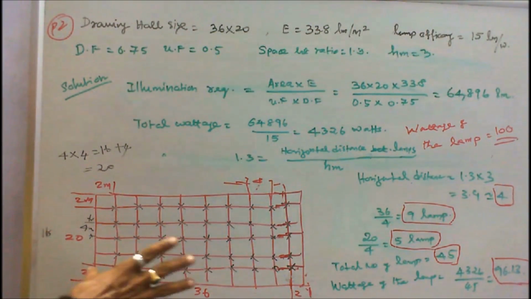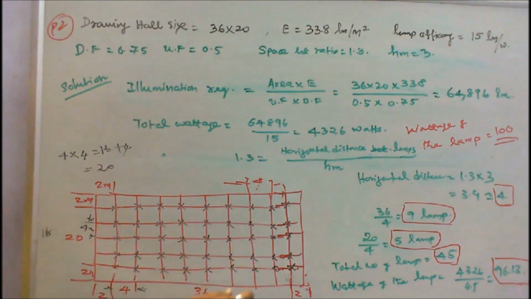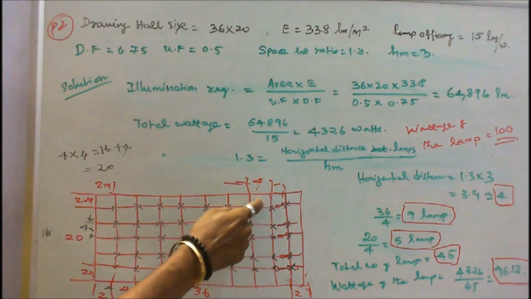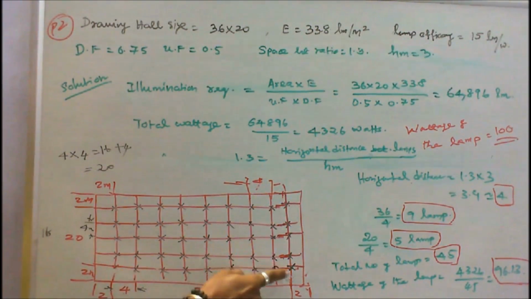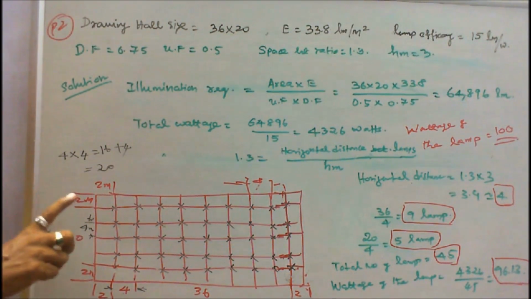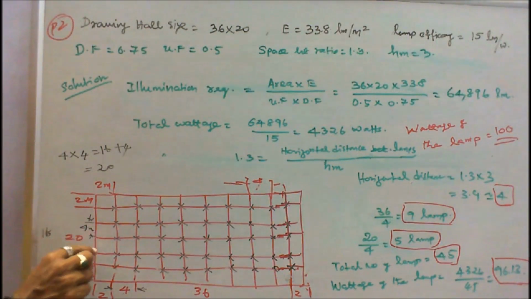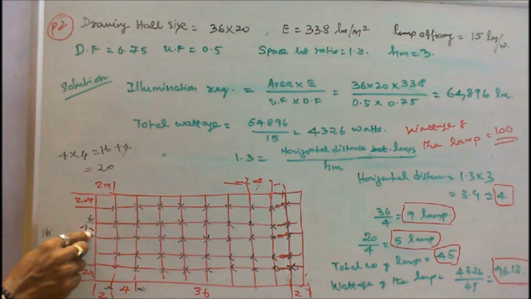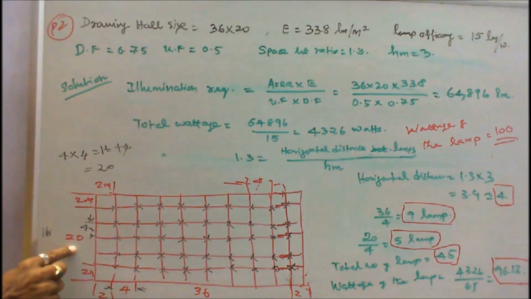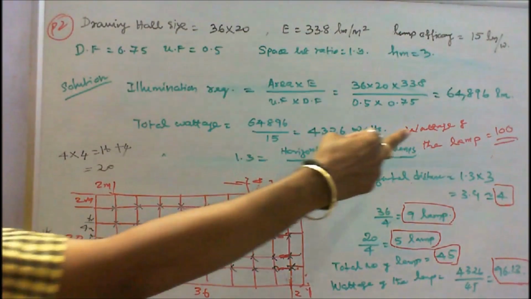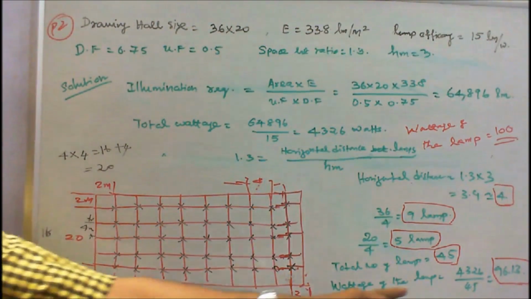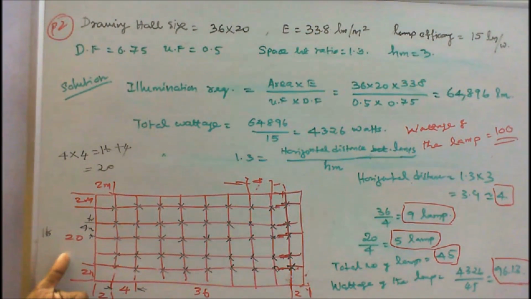We have to draw the spacing layout, and we know the horizontal distance between the two lamps is 4. Here there are 9 lamps, 8 columns inside. Here 8 into 4 is equal to 32. This side is 2 and this side is 2. 32 plus 4 is equal to 36. Similarly, here we are using 5 lamps. The distance is 4 into 4, 16 plus 2 plus 2, that is equal to 20. So the wattage of the lamp is equal to 100. Number of lamps is equal to 45. This is the spacing layout.